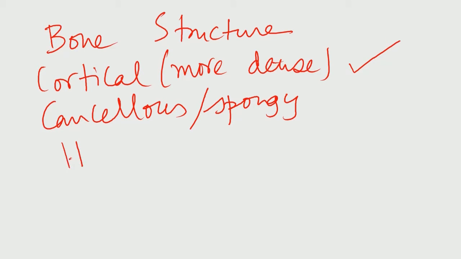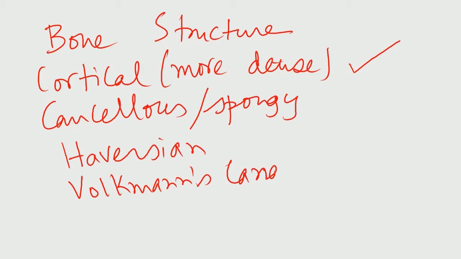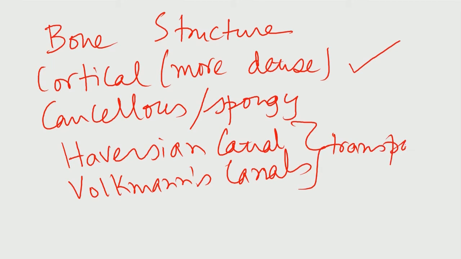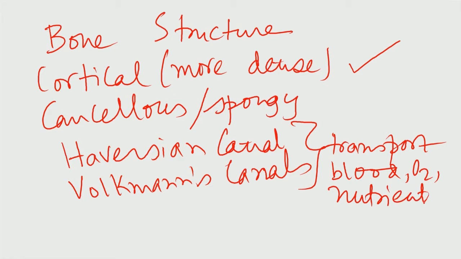Another thing I mentioned is that there are several canals in this bone structure: one is the Haversian canal and another is the Volkmann's canals. The function of these different canals in the bones is to transport blood, oxygen, and nutrients to bone cells, as well as to take waste products from the internal part of the bone out to the bloodstream.